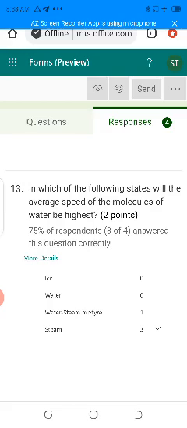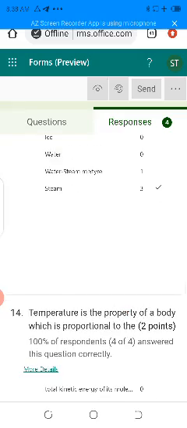In which of the following states will the average speed of the molecules of water be highest? I want to tell you that average speed increases when there is an increase in temperature. So water has its maximum temperature at steam level, which is 100 degrees centigrade. Because the speed of the molecules increases with temperature, the speed will be highest at steam level, which is D.